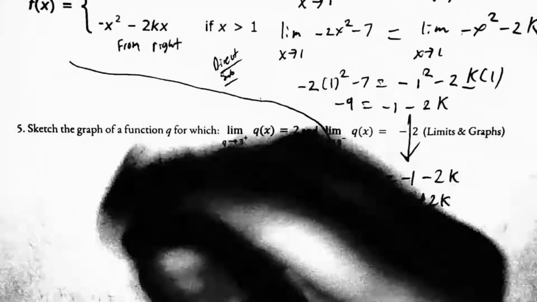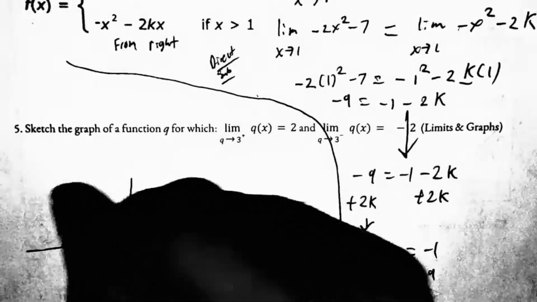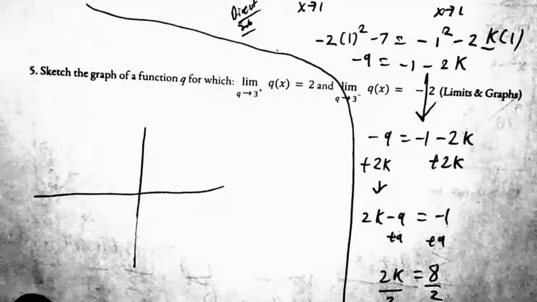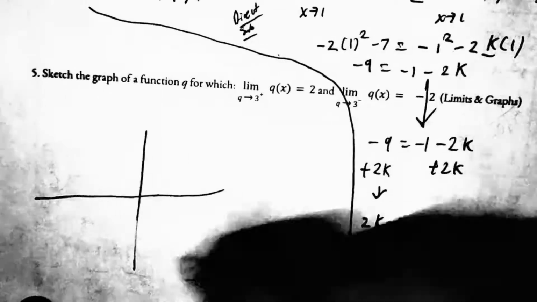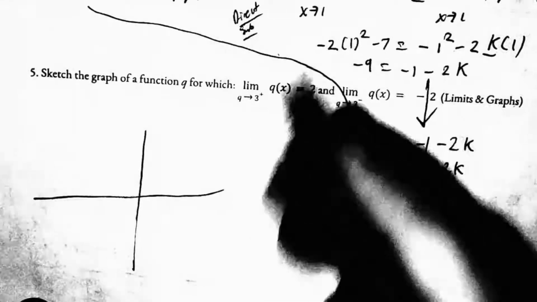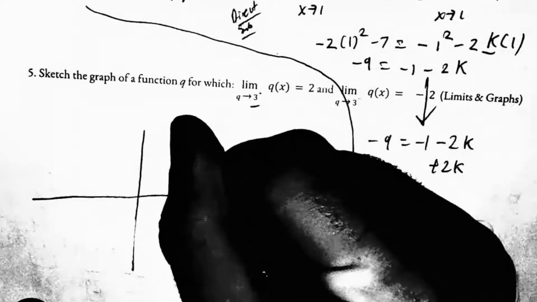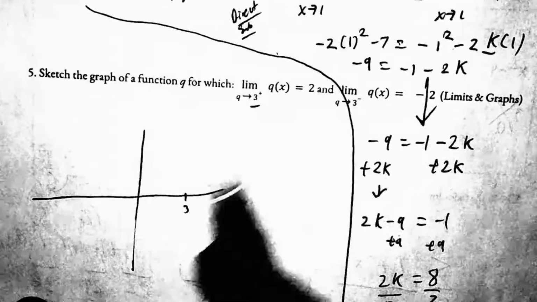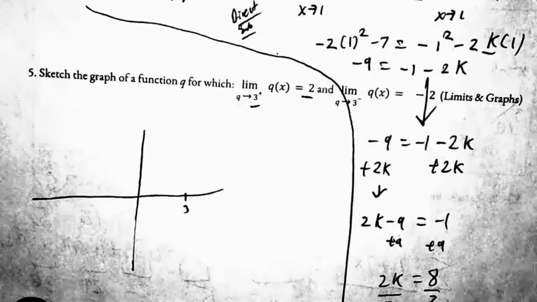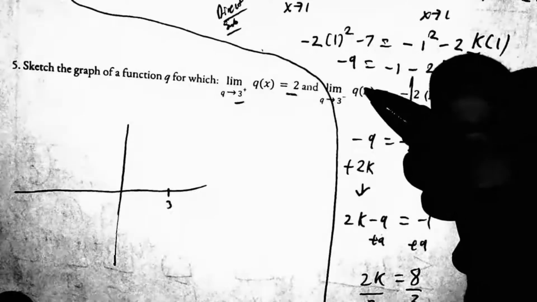This may seem challenging, but it's not. Essentially, we have an axis that we're going to draw, and we're going to have a function called q of x. And q of x can do whatever we want, but the only important thing is that when we're at 3, let's call this 3, when I approach from the left, the y value needs to approach -2, and when I approach from the right, it needs to approach 2.